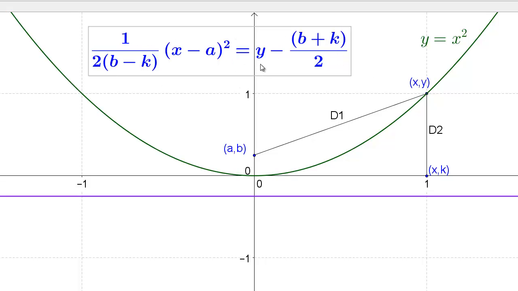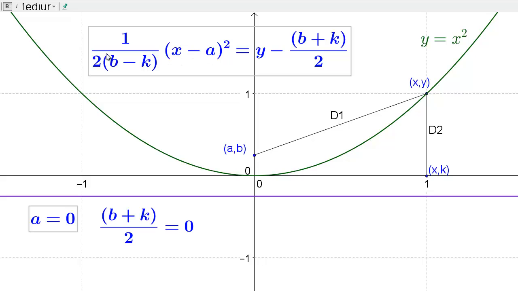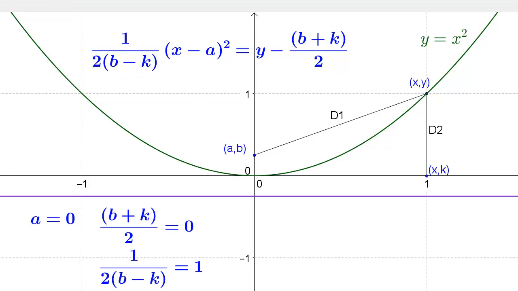Well, let's look at things that they have in common. There's the y. There's the x squared part, and so if x squared has to fit this (x minus a) squared, that must mean, first, that a equals 0. Secondly, this (b plus k) over 2 term must also equal 0. And finally, this coefficient on the (x minus a) squared has to equal 1 if this is going to match y equals x squared. So 1 over 2, the quantity (b minus k), has got to equal 1.